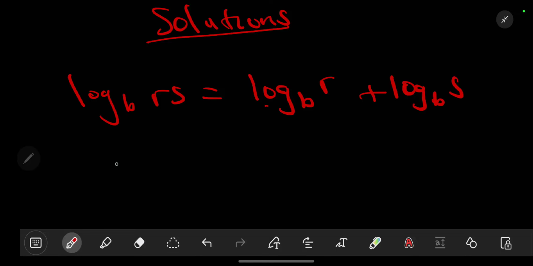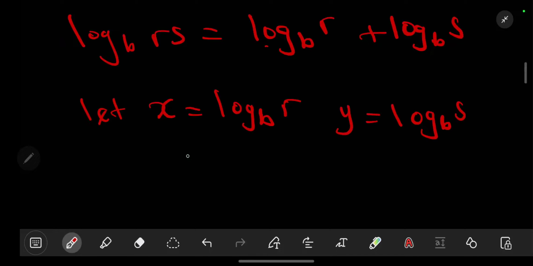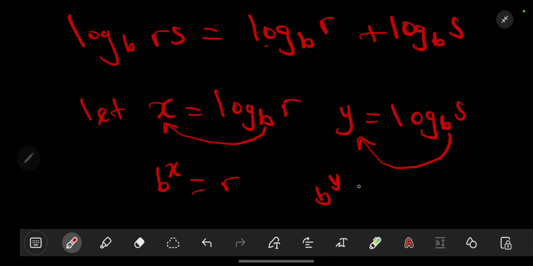Since we have b there, let our x be equal to the log of base b of r, and let our y be equal to the log of s base b, like that. From here we are going to express it in exponential form. So remember, this one that is attached to the log will be the base, so it will be b to the power x is equal to r. Likewise, we are going to have b to the power of y should be equal to s.